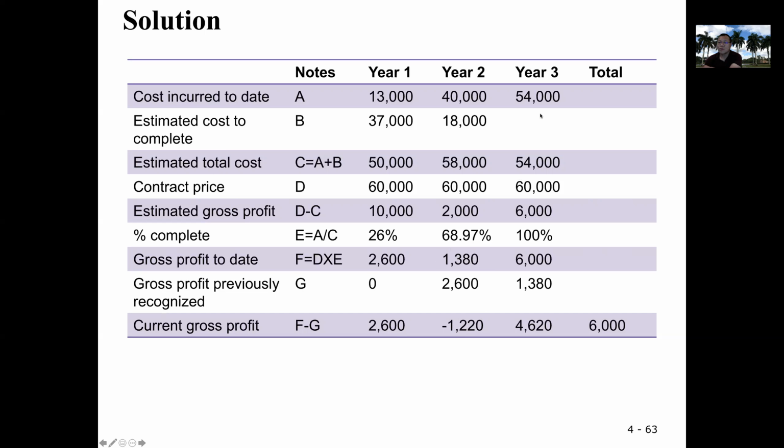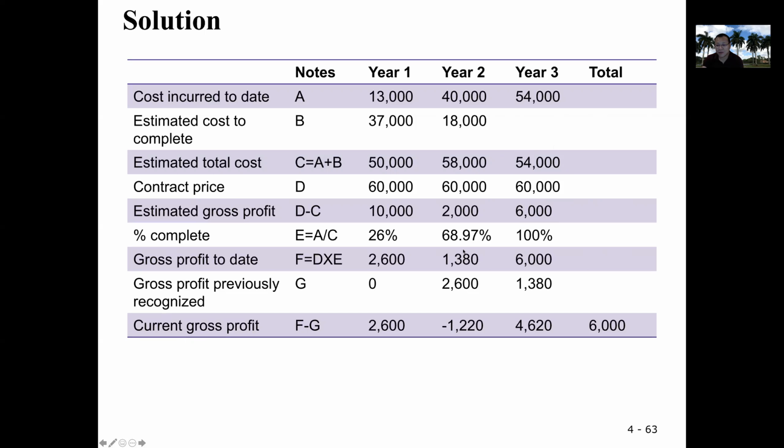Okay, now moving to the last year, the actual cost incurred by the end of year 3 is 54,000. The project is done. No need for additional cost, 0. So total cost is 54,000. Okay. So now you can see the real gross profit is the difference of 60 and 54, which is 6,000. Okay. So you should really recognize 6,000 gross profit from this project in total.